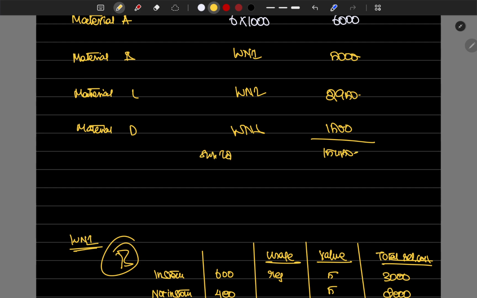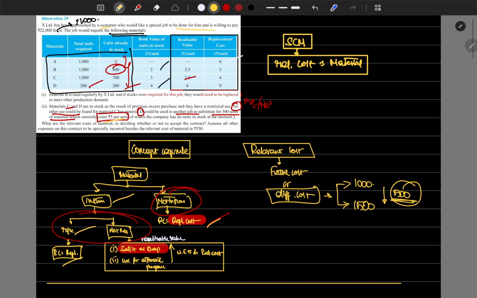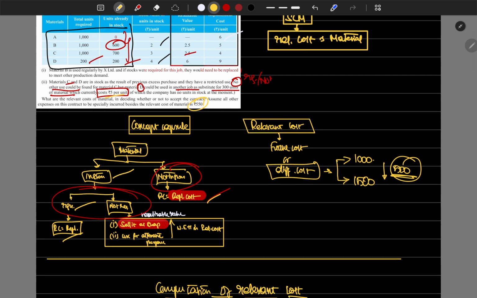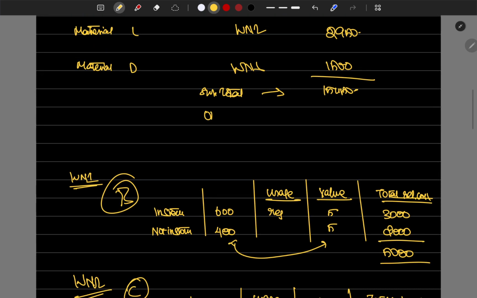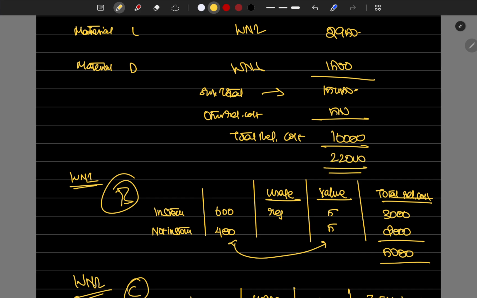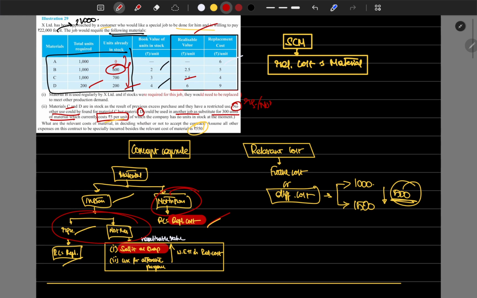Subtotal will be found. What else is given in the question? What are the relevant costs of material in deciding whether or not to accept the contract? Assume all other expenses on this contract to be specifically incurred. Apart from all other expenses mentioned above, they have incurred a cost of 550 that we have to add back. Other relevant cost, which is 550. So total relevant cost of the project is 16,000. The project income is 22,000, so we can accept the order. That's the conclusion for this question.